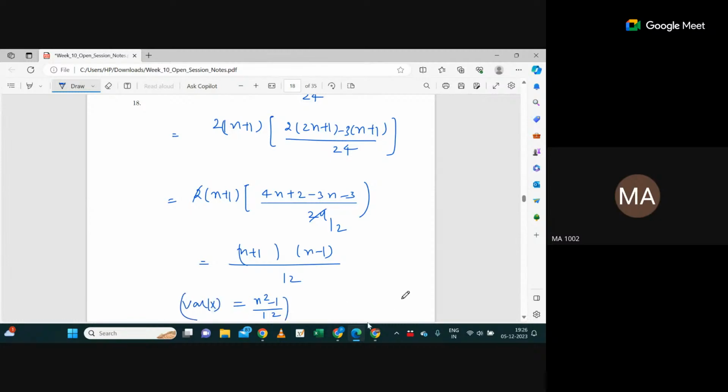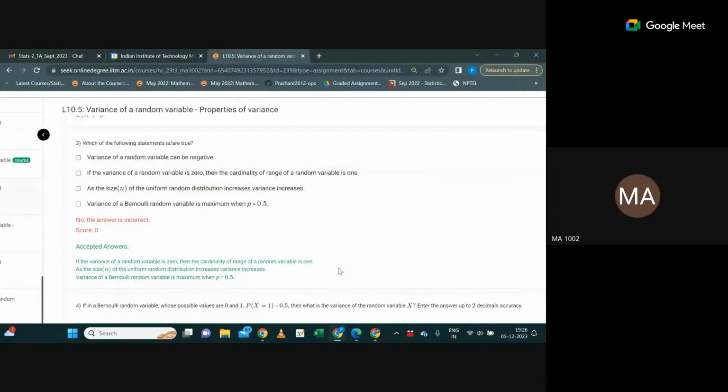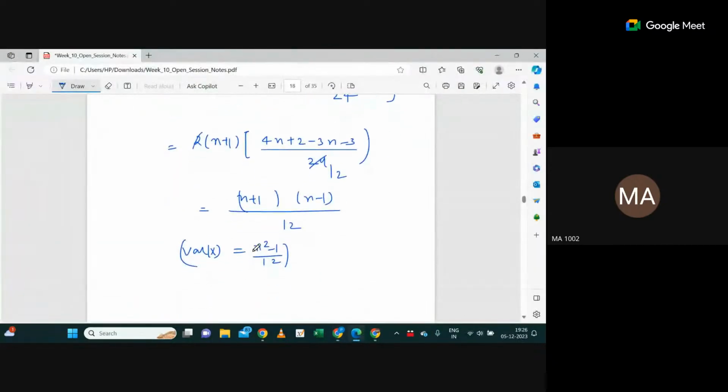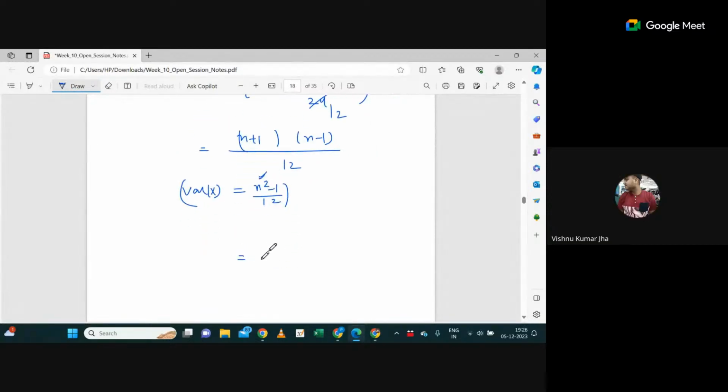So now this says that as the size of the uniform random distribution increases, variance increases, right? If n increases here, will variance increase or not? Yes, sir, it increases. Correct. Suppose, for example, for any random variable, n is coming out in the denominator. I'm supposing this is something else. Then if n increases, will variance decrease or increase? It will decrease, right? But in this case, if n increases, then variance is also going to increase.